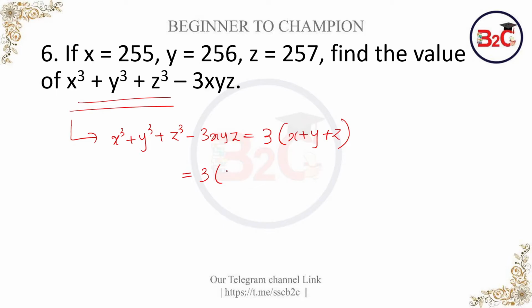So we have to find 3 into 255 plus 256 plus 257. So the sum of these three numbers is 768. And the final answer to our question is 2304. This is the answer to this question. So the point to remember here is that when x, y, z are consecutive, x cube plus y cube plus z cube minus 3xyz is equal to 3 into x plus y plus z. Okay, let's go to the next question.